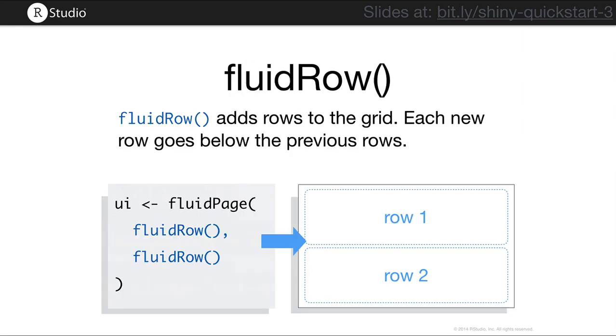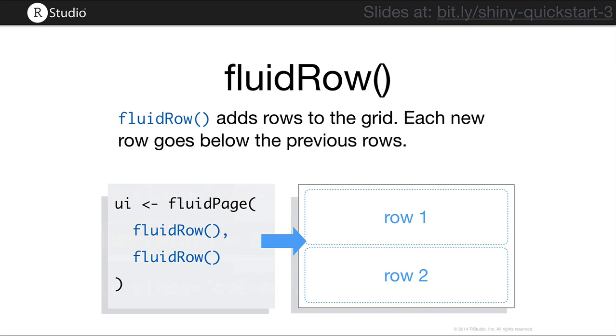fluidRow will divide your app up into rows. So this is like a horizontal strip, and you could add as many as you want. Every time you call fluidRow, it'll add a new row to your app, and the new row will appear below the rows that are already there. So this UI code over here would divide your app up like this. Now you won't see boxes with blue dash marks and the words row 1, row 2. These will be invisible divisions, but I want you to see how it gets divided up, so that's why those are there.